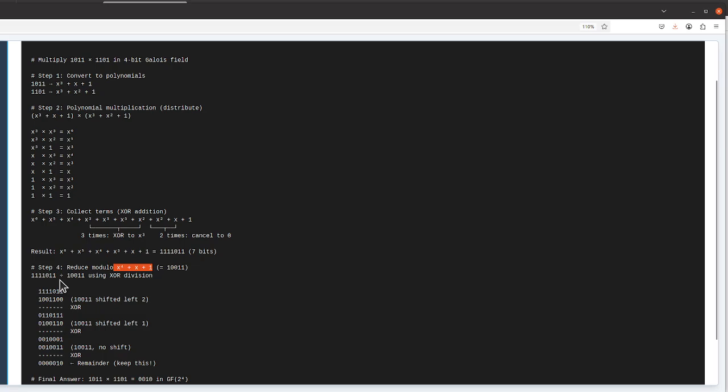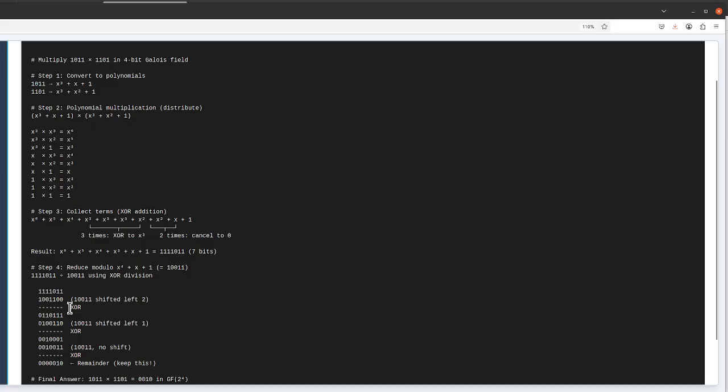We divide the number 1111011 by 10011, using polynomial long division with XOR. First, align 10011 under the leftmost one of the number 1111011. Then, XOR them.